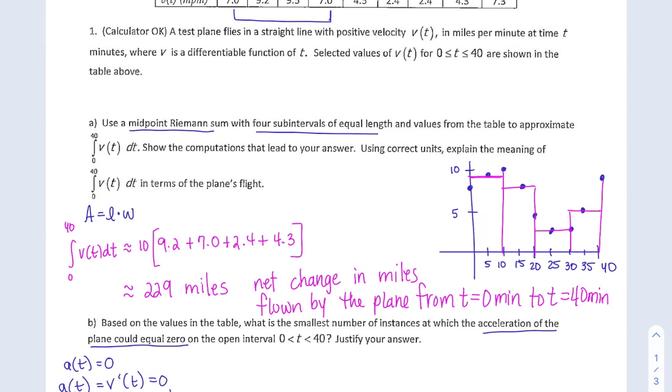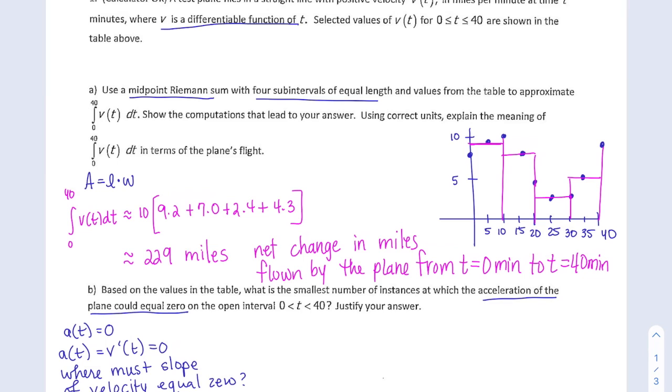Now, since our velocity function is differentiable, it means that our velocity function is also continuous. And from that, we can now use the mean value theorem, or more specifically, Rolle's theorem. So here's what I'm going to write. Since v of t is differentiable, it must be continuous.